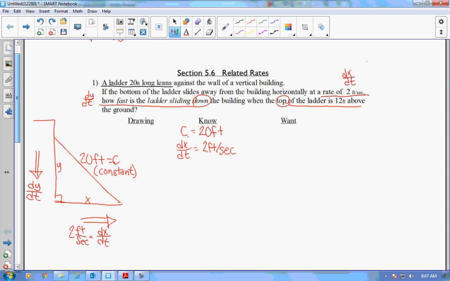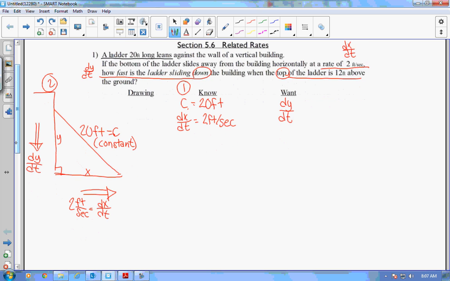Okay, what are we wanting to find? Because we've written everything we know. What are we wanting to find? dy dt. How fast the ladder is sliding down? Down will be the y-axis. dy dt. Okay, so even though we're going to do these in reverse order, we have the first two steps. The third step is to determine what type of formula you're looking for.